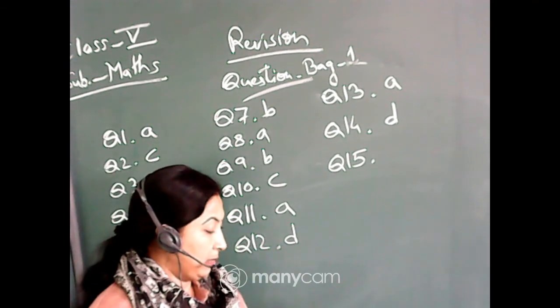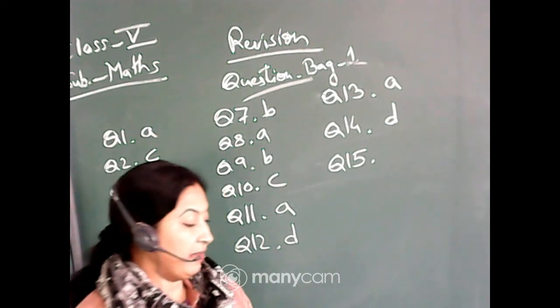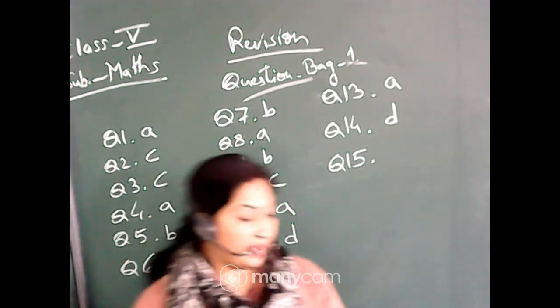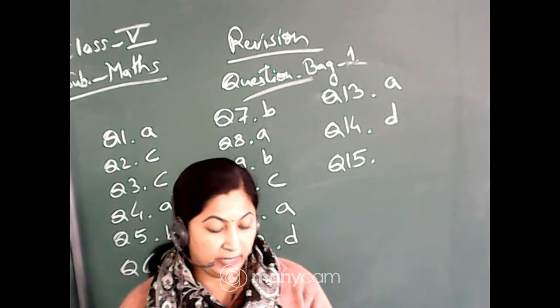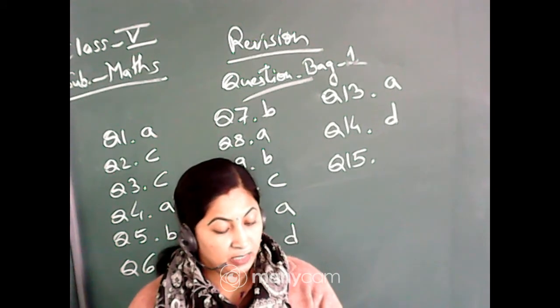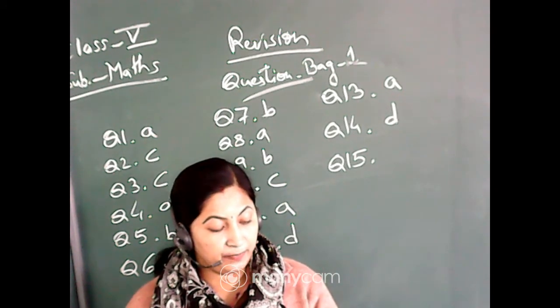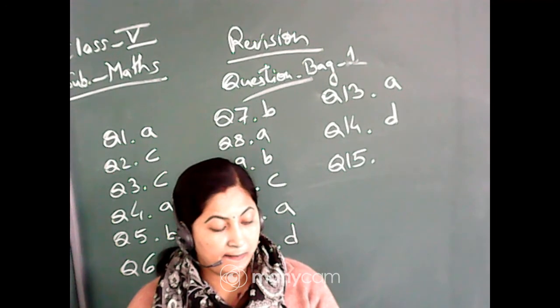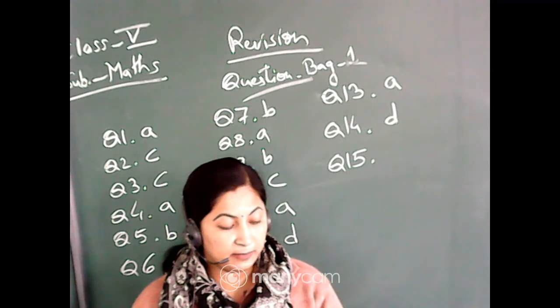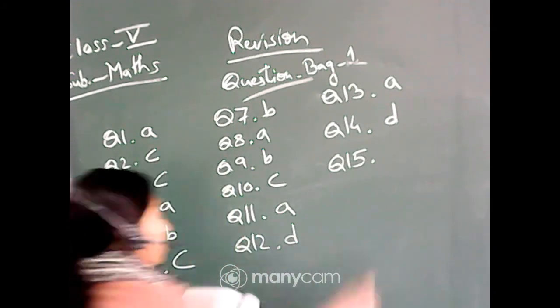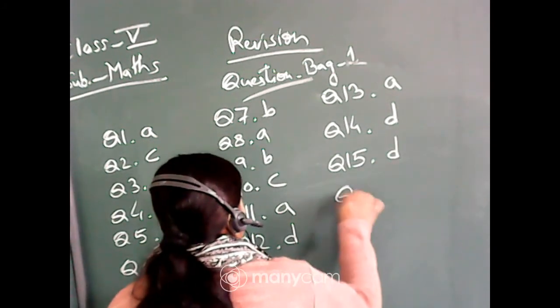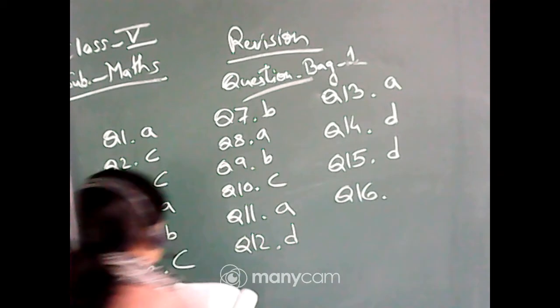The next one, the same thing, 179.8 divided by 2000. So again you will divide it. After division, it will be option number D. It will be option number D.